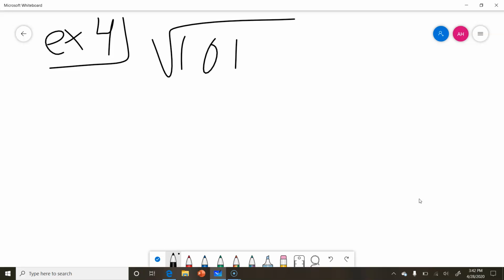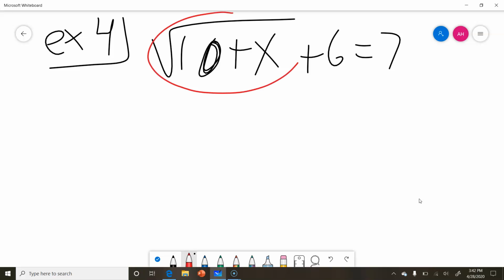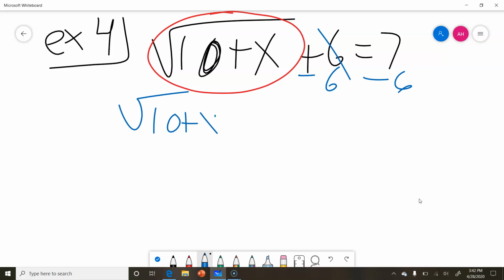This is now example 4. Okay, so example 4. This one is the square root of 10 plus x, all under the radical sign, plus 6 equals 7. Now again, I'm trying to get this whole thing by itself. So the first thing I need to do is subtract 6. I get rid of that, and I get the square root of 10 plus x, all underneath that bar, equals 1.